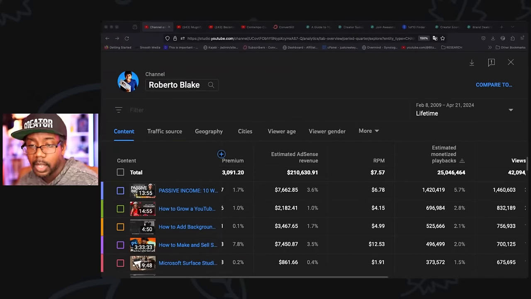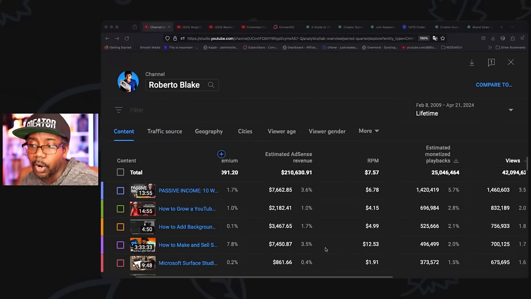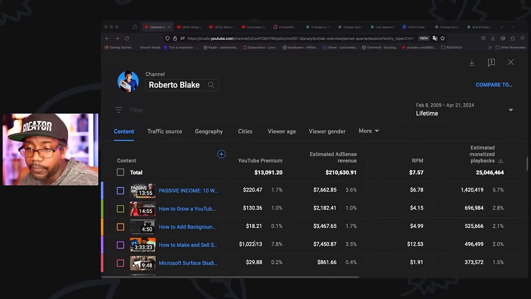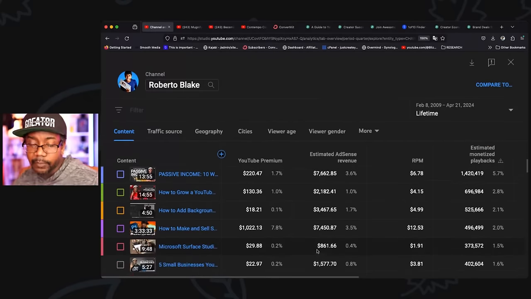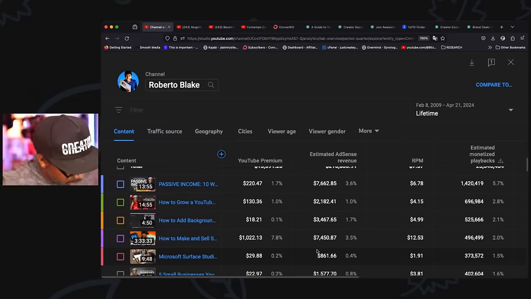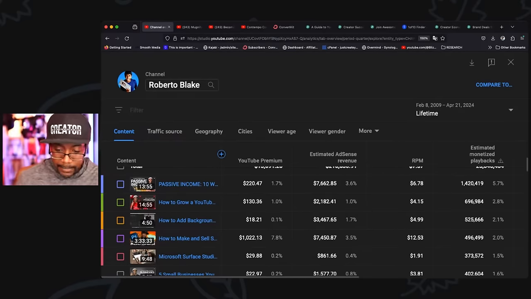Real numbers. The good news is if you do that, there's a high chance that you will also earn extra off of YouTube Premium. And then also you might get some Super Thanks and some other things as well, so that can benefit you. Now, if you're doing YouTube Shorts, those numbers exponentially increase. Those numbers exponentially increase with YouTube Shorts.